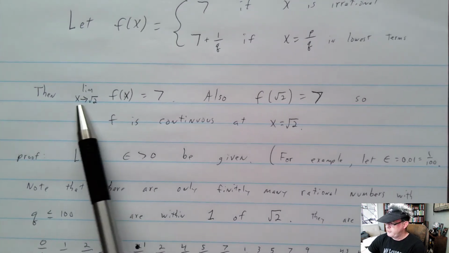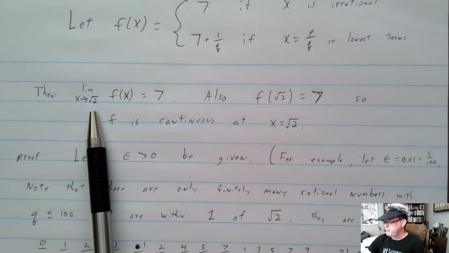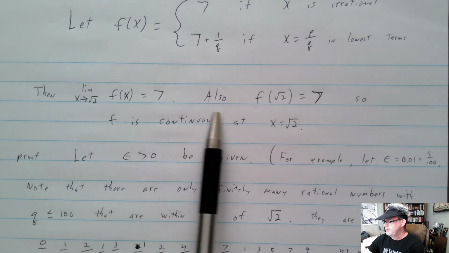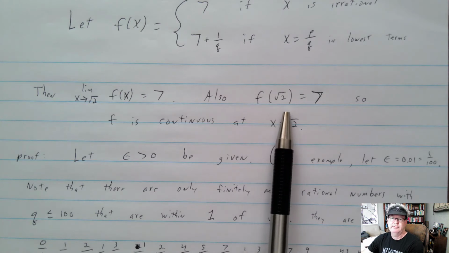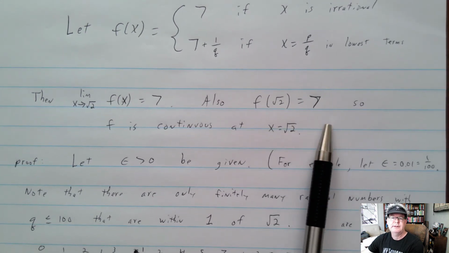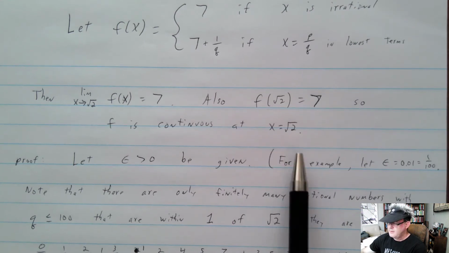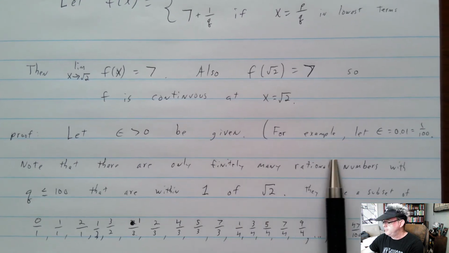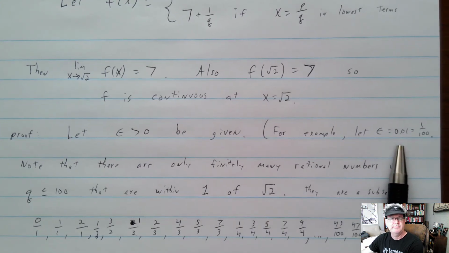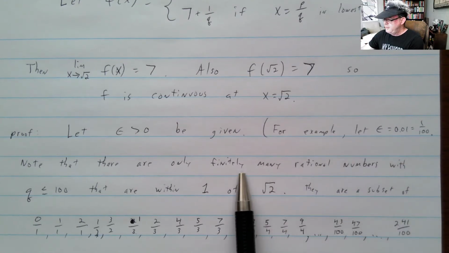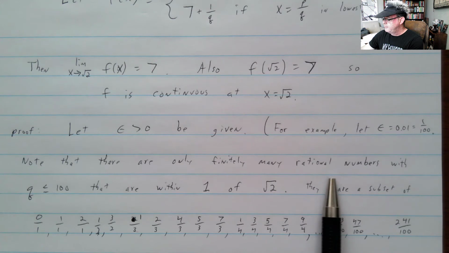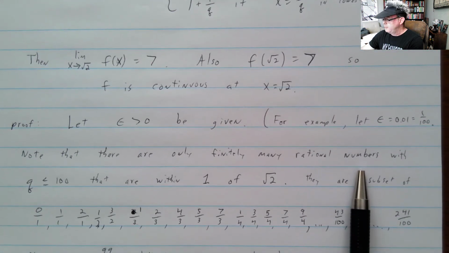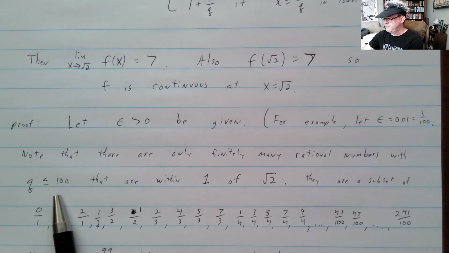Right, so first I'm going to show the limit as x approaches root 2 of f of x equals 7. And of course, f of root 2 is 7. Root 2 is irrational. So f will be continuous at root 2. Right, so the proof, let epsilon be given. For example, epsilon could be 1 over 100, 0.01. Now what we need to note is there are only finitely many rational numbers whose denominator, q, is smaller than 100. And q is always positive.